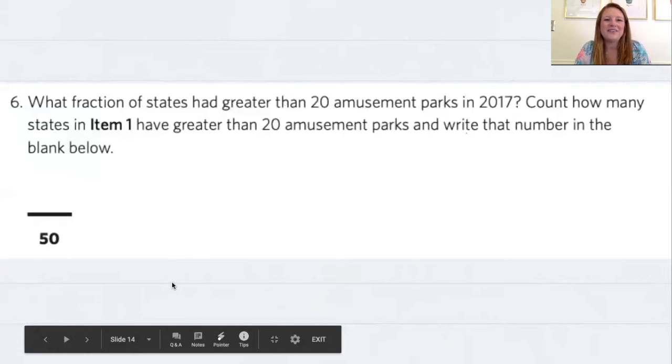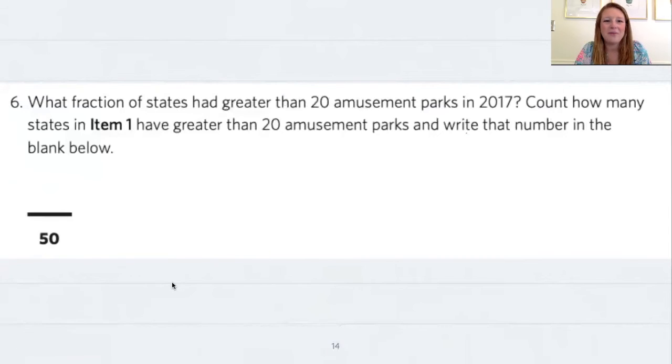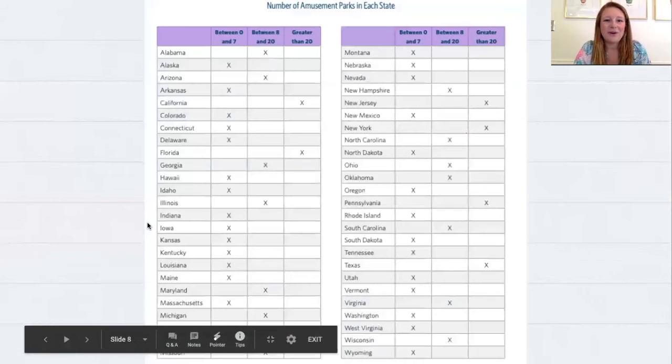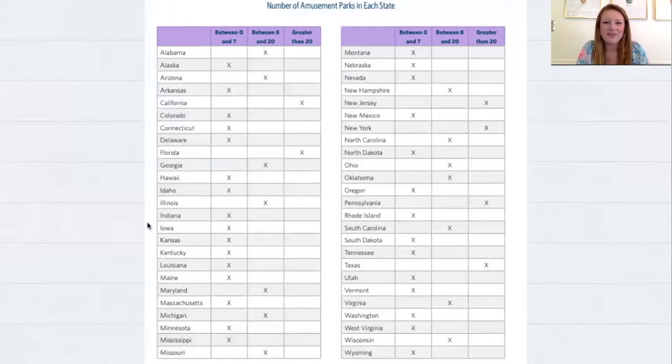Finally, we're going to do the exact same work, and we're going to think about how many states had more than 20 amusement parks in 2017. Go ahead and pause your screen here and count how many states have more than 20 amusement parks.